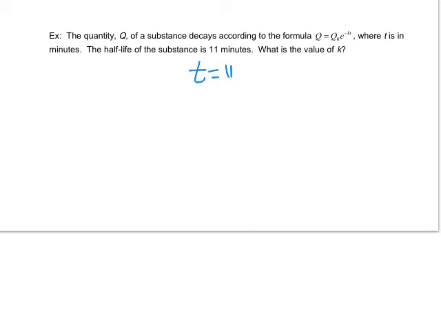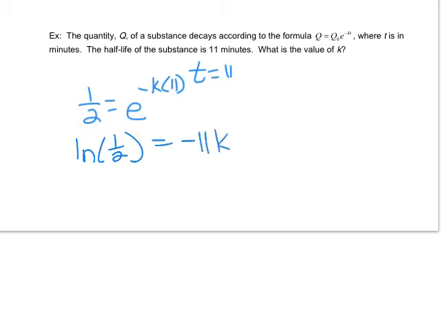So let's substitute some things in here. The half-life, 1/2 of the quantities are going to be equal to e to the negative k times 11. So we need to solve for k in this case. And since our base is e, it's a lot easier if you use the natural log. So the natural log of 1/2, or 0.5, however you want to write it, is equal to negative 11k times the natural log of e. And we know this is equal to 1.